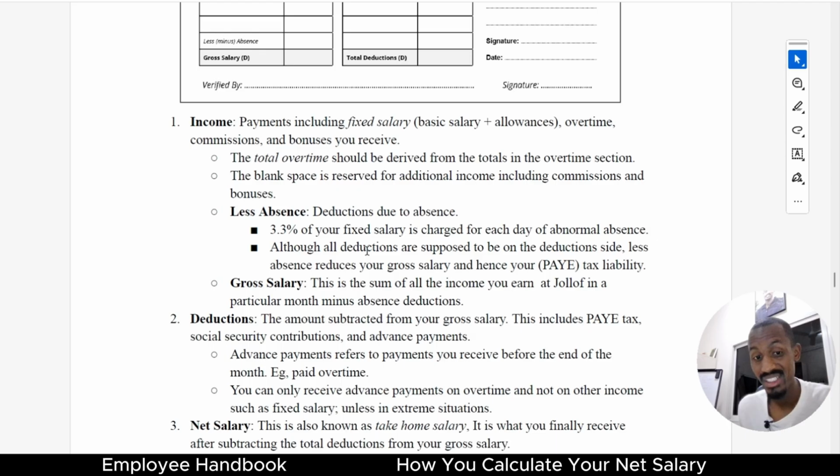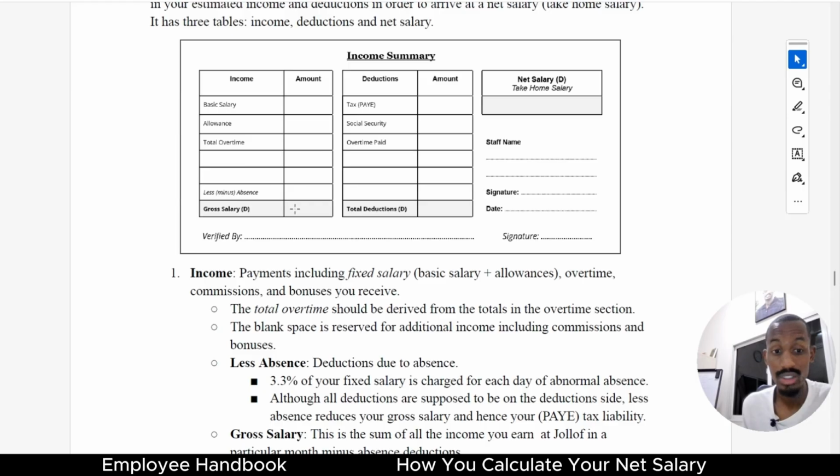Although all deductions are supposed to be in the deduction section, less absence here reduces your gross salary, and hence reduces your PAYE tax liability. Why? Because your tax is based on your gross salary. If you are deducted after you pay your tax, that means you'll receive less money. So this is for the benefit of the employee. That's why it is put here. It will reduce your gross salary so that you will not have to pay tax on it.